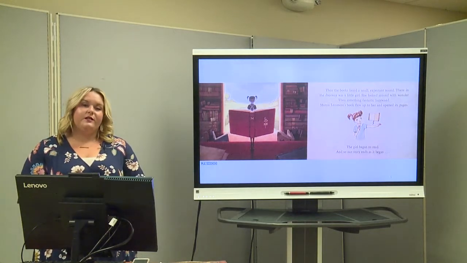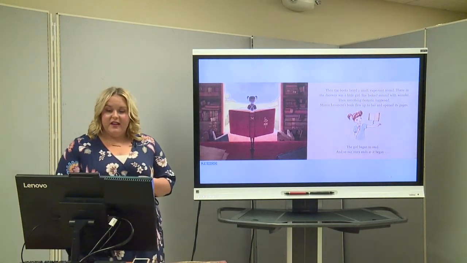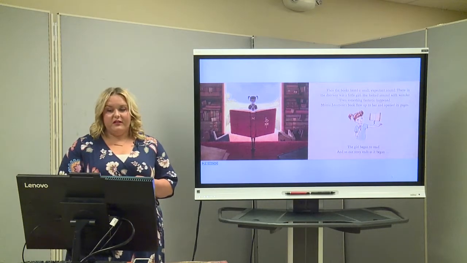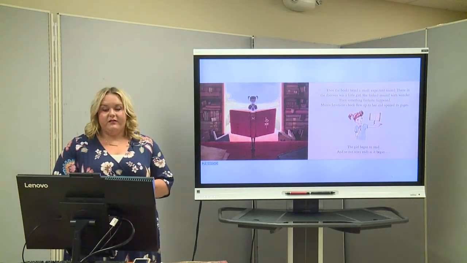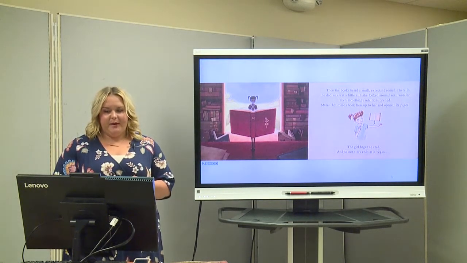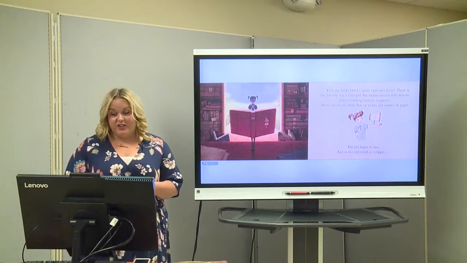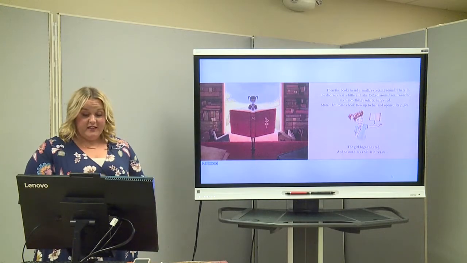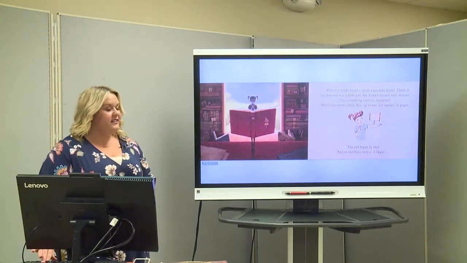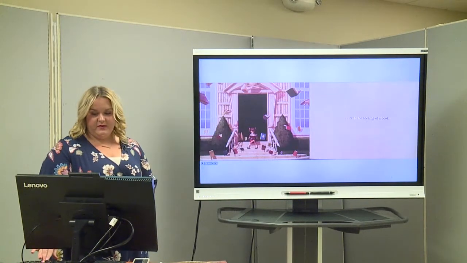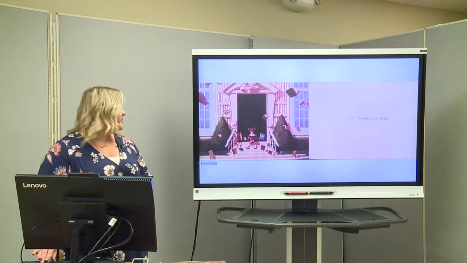Then the books heard a small, expectant sound. There in the doorway was a little girl. She looked around with wonder. Then something fantastic happened. Morris Lessmore's book flew up to her and opened its pages. The girl began to read. And so our story ends as it began, with the opening of a book.